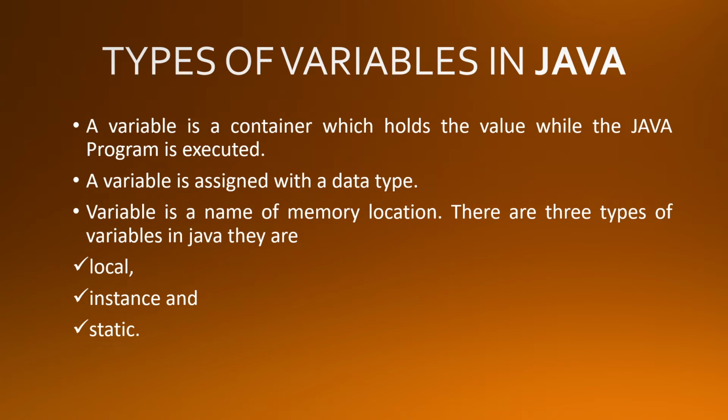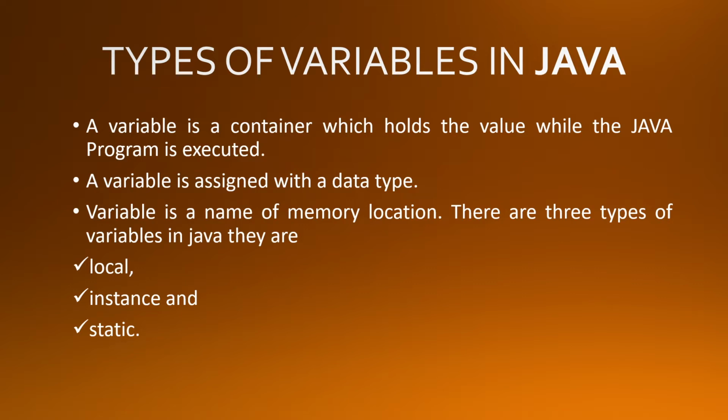So in this video tutorial, we are going to discuss what the types of variables in Java are. So first of all, what is a variable? A variable is a container which holds the value while the Java program is executed.